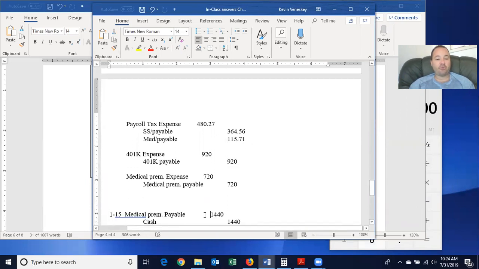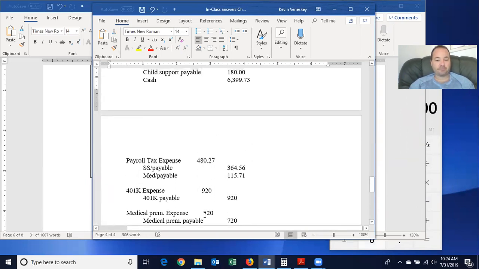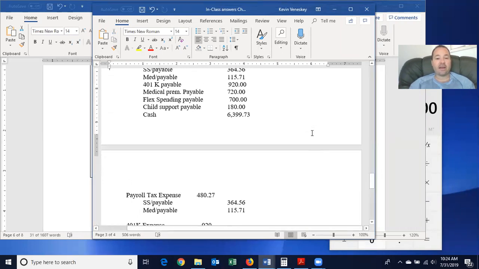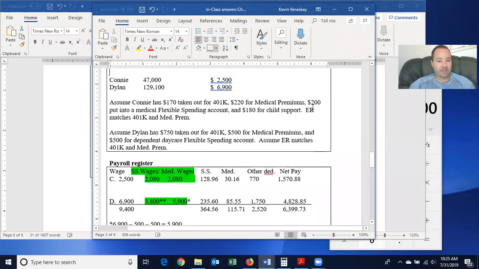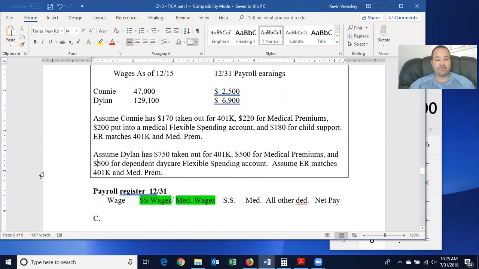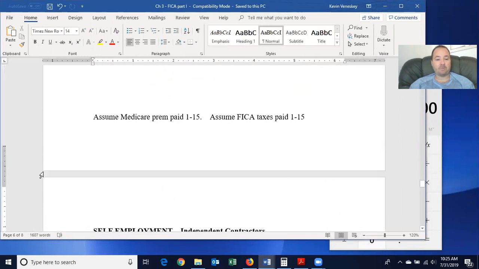Same thing with the medical premium, $720, because if we add up the medical premiums up here, we had 220 going into medical premiums and 500. So that was the $720 going into the medical premium, and the employer matches the same amount.